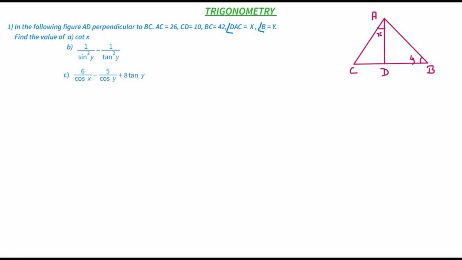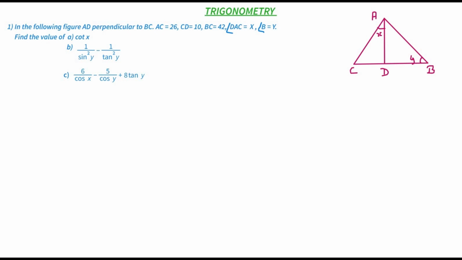In the following figure, AD is perpendicular to BC, AC equals 26, CD equals 10, BC equals 42, angle DAC equals X, angle P equals Y. Find the value of cot X, 1 by sine square Y minus 1 by tan square Y, and the third one is 6 by cos X minus 5 cos Y plus 8 tan Y. Usually my students get confused in this type of question, so I thought I could make a video to explain them clearly.